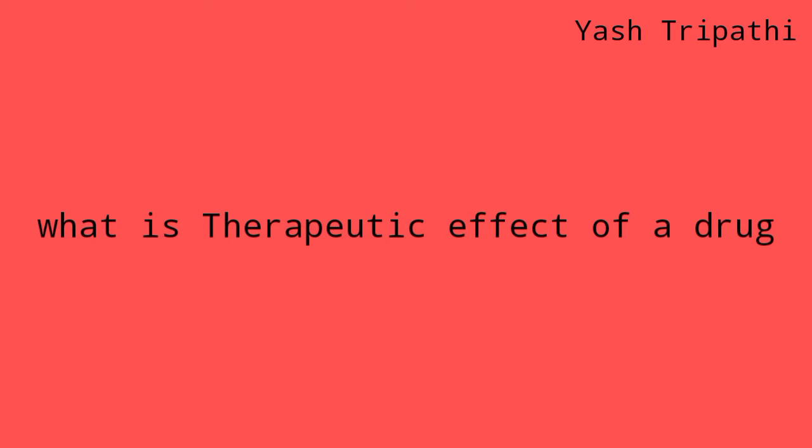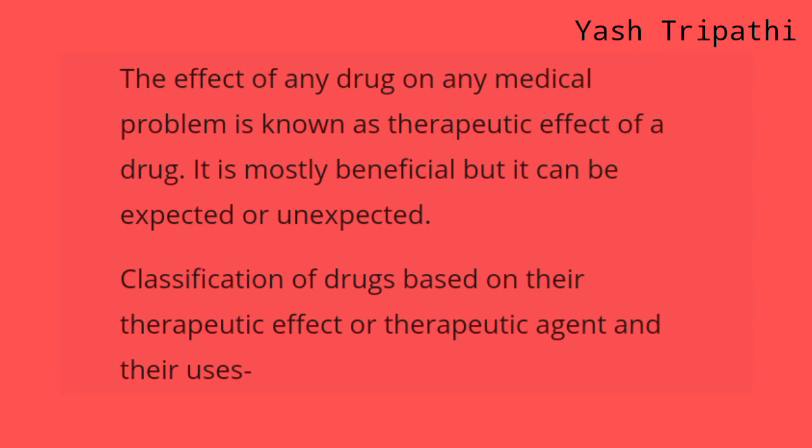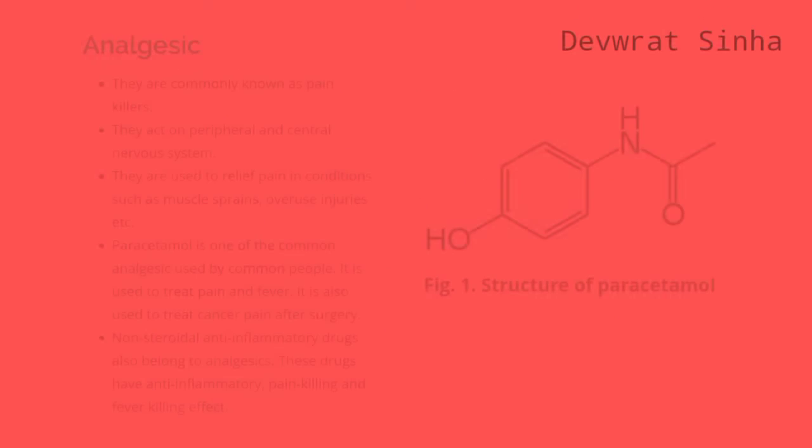What is the therapeutic effect of a drug? The effect of any drug on any medical problem is known as the therapeutic effect of a drug. It is mostly beneficial, but it can be expected or unexpected. Classification of drugs based on their therapeutic effect or therapeutic agent and their uses are as follows.